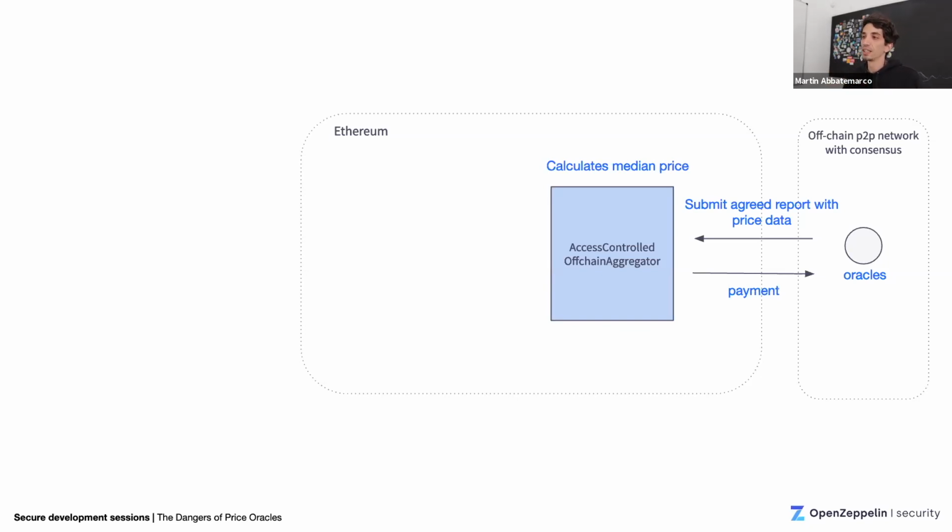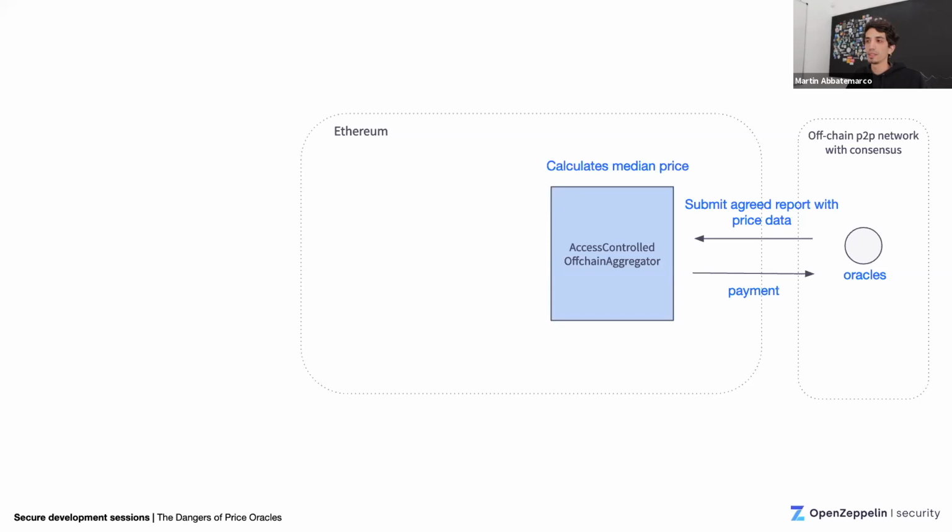In Chainlink, we have multiple contracts deployed on chain that make up the architecture, but there is one important one, called the AccessControlledOffchainAggregator, which is a contract able to calculate the median price of a number of prices that get posted from an off-chain peer-to-peer network. This peer-to-peer network has its own consensus mechanism, and it's able to sign price data. It aggregates price data from multiple off-chain sources and submits it to this AccessControlledOffchainAggregator contract. In return, people get paid for this.